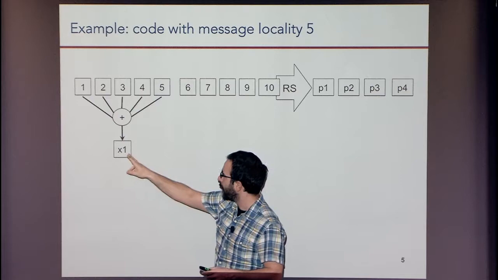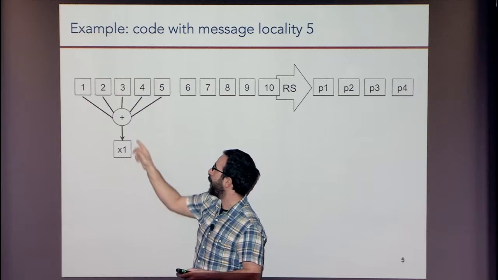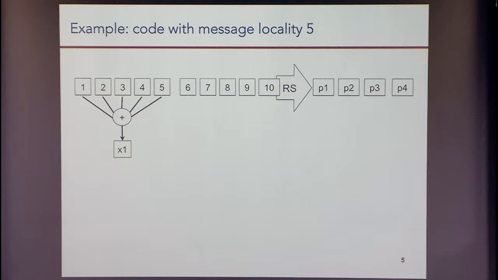And now you can obviously see that if I lose any one thing here, I can read the other things and the XOR and reconstruct, okay? So that's an extremely simple way of understanding what a local repair group is. There's a more complicated way to enforce these local constraints through algebra, and that's what, for example, Tamo and Barg do. But I think of it this way: just XORing things is the easiest, I think.